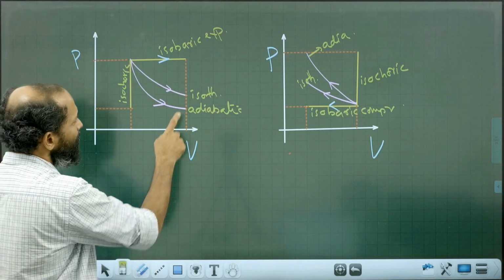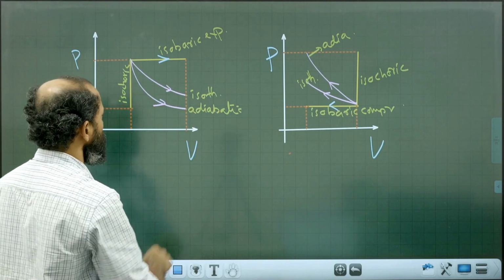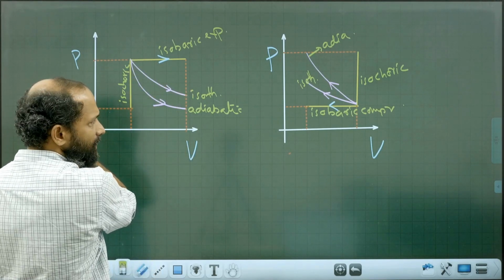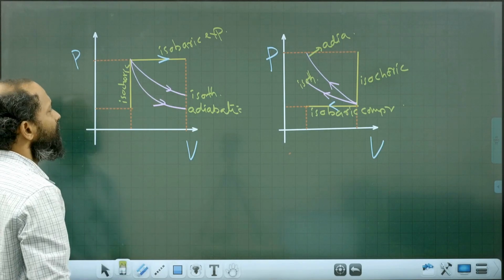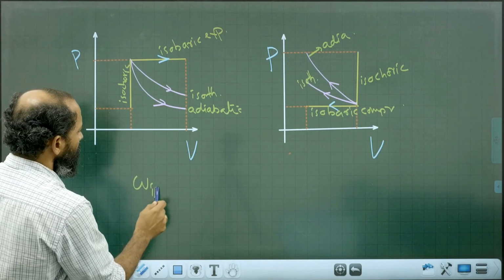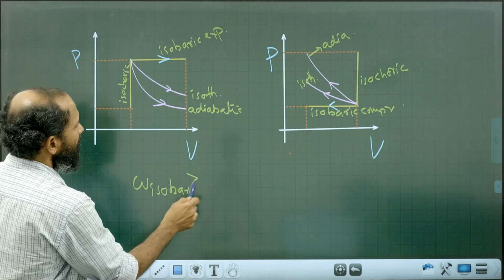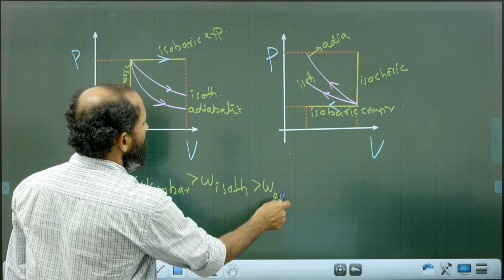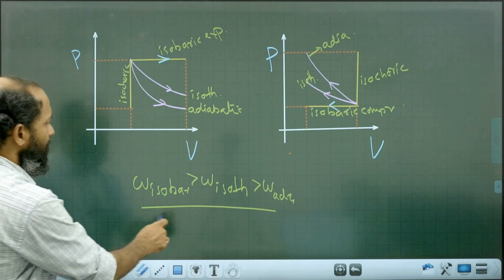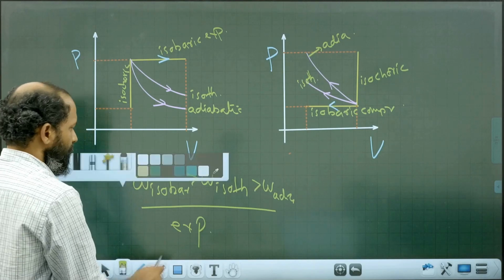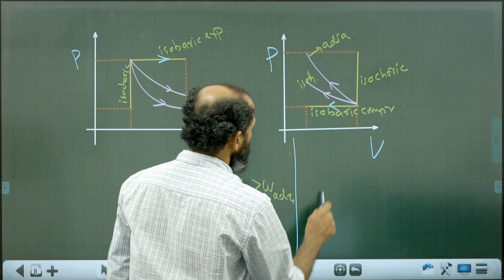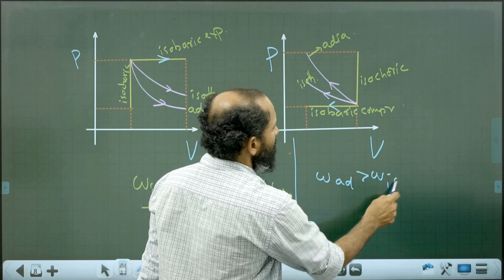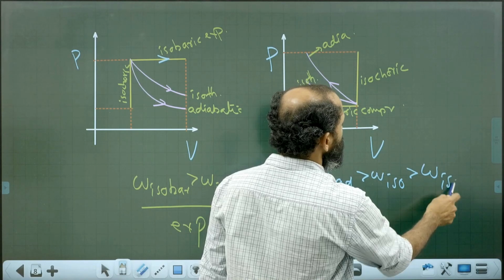We can compare isothermal as well as adiabatic processes. For the isothermal process, you can see the area under the graph is greater than that of adiabatic. That is, work done isobaric is greater than work done isothermal, which is greater than work done adiabatic, for expansion. But for compression, work done adiabatic is greater than work done isothermal, which is greater than work done isobaric.